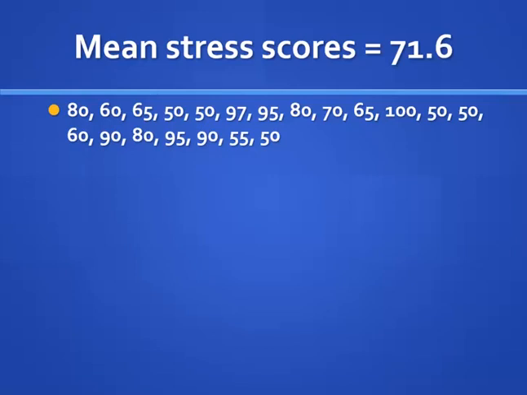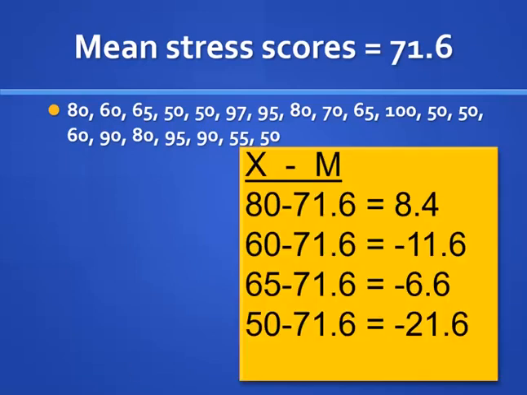So we have a mean stress score of 71.6, and here are our individual scores from the data that we collected at the beginning of the semester. We can measure how much each individual score, each X value, if you will, each raw score differs from the mean of 71.6 by subtracting the mean from each one of our scores. We'll get a deviation. And the logic here is quite simple. Each of us deviates from the mean, some slightly, others quite a bit.